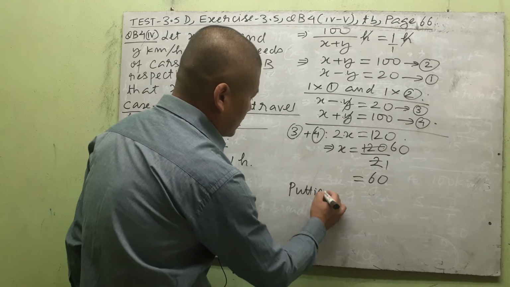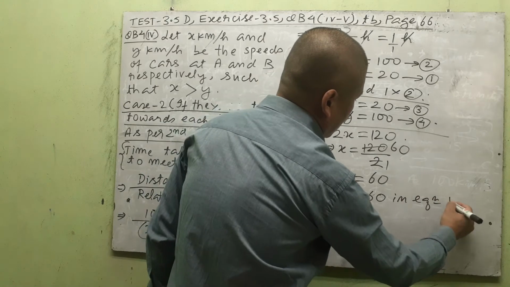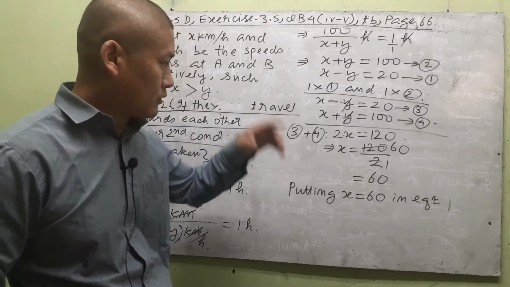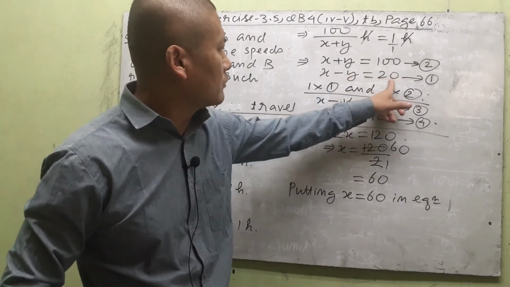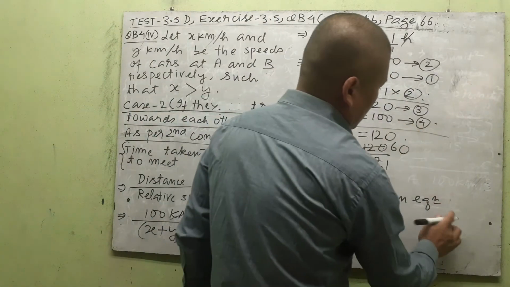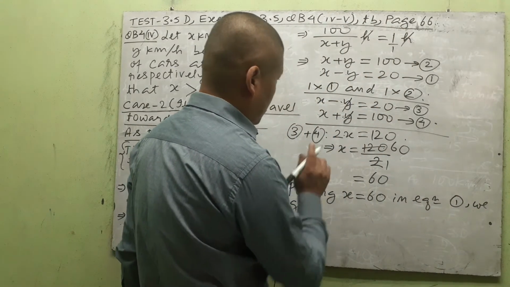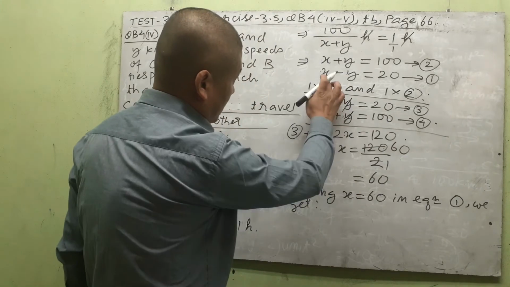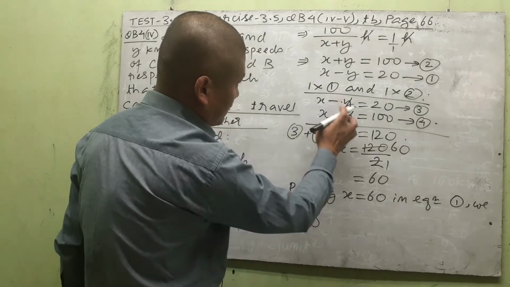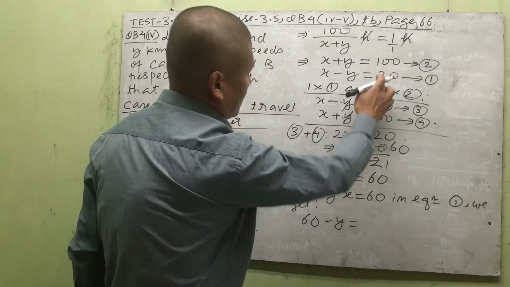To get our y, we just write here putting x is equal to 60 either in equation 1 or 2, also we'll get same answer, but always we try to use the simpler equation. So equation 1 is x minus y equals 20, equation 2 is x plus y equals 100, so smaller number 20 maybe we can use that, or 100 also not so complicated, so we can use that. Then if you use equation 1, this x is going to be replaced by x equal to 60, so 60 replaces this x, 60 minus y is equal to here 20.